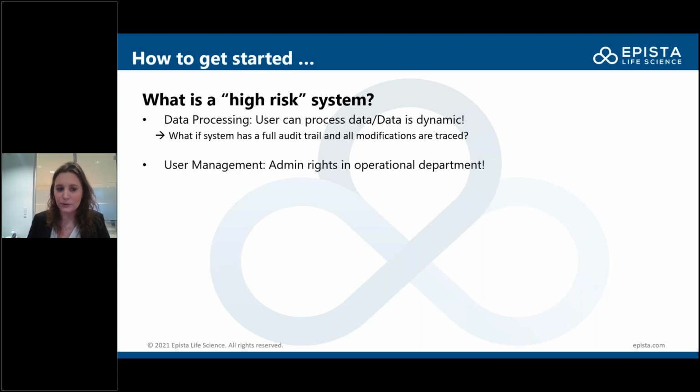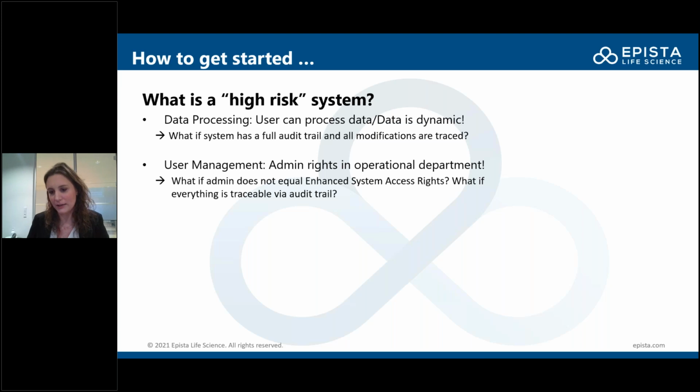Another popular answer that I've gotten is user management. A system is considered high risk if you have admin rights in the operational department. So that's a no-go, and then we definitely need to first start working on that. Again, the question is, what if your admin rights do not equal enhanced system access rights, as I would call them?